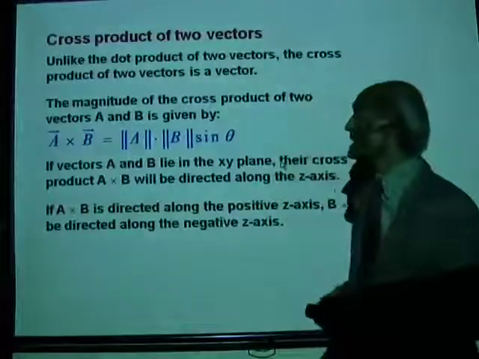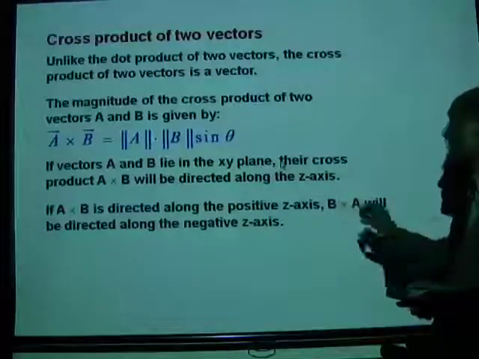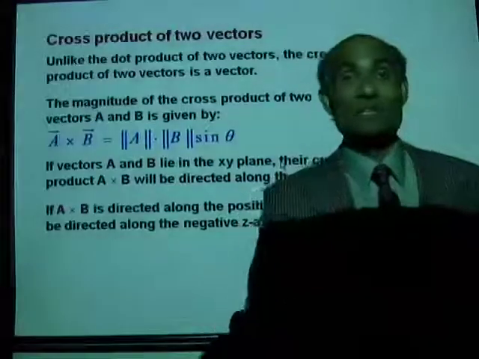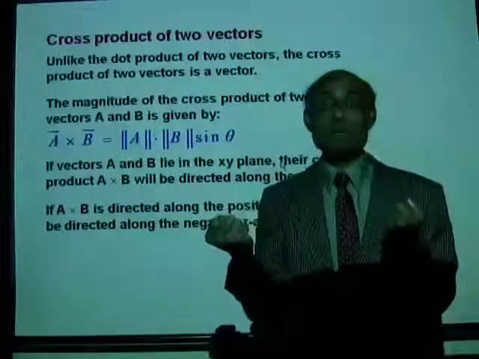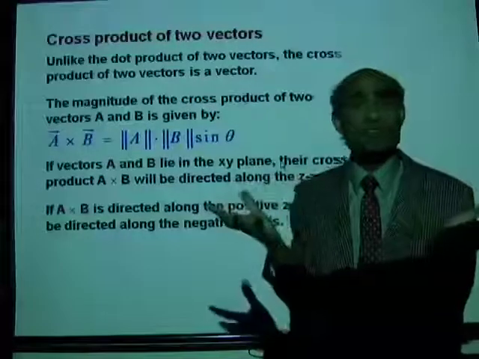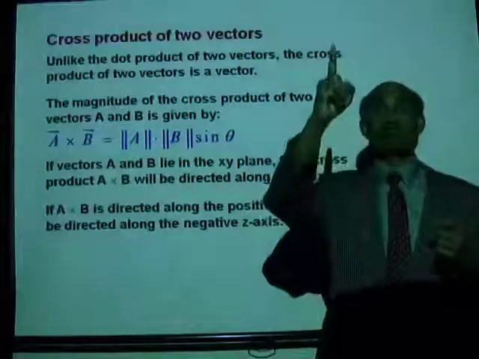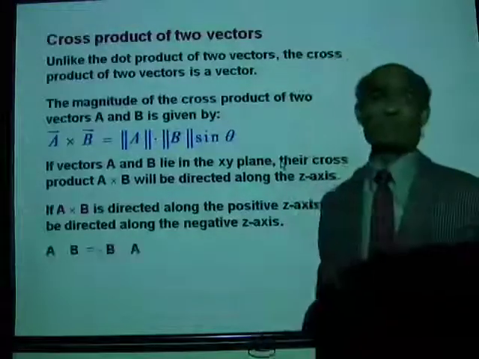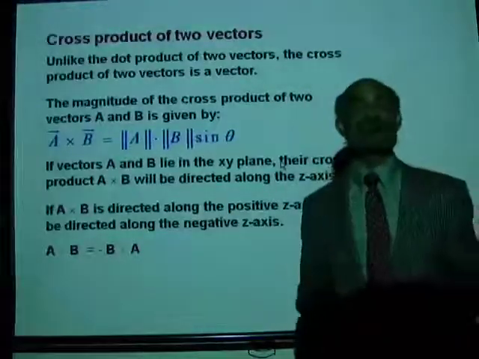Now, if A cross B is directed along the positive z-axis, then B cross A will be directed along the negative z-axis. You see, the cross product of two vectors is a vector. That means A cross B and B cross A are not the same vector. If A cross B is directed along the positive z direction, then B cross A will be an opposite vector. That means A cross B equals negative of B cross A.